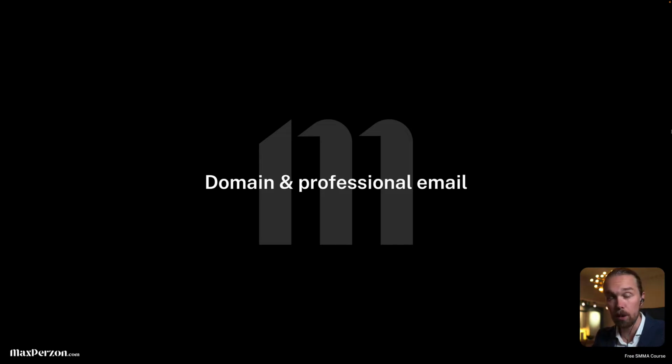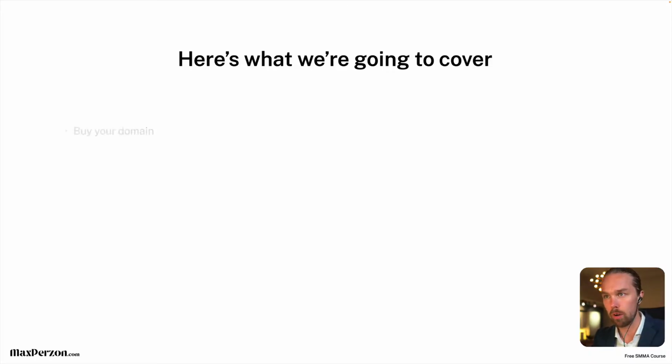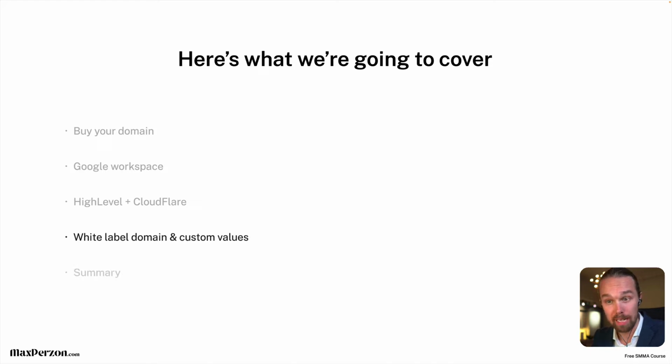Okay, so we're inside of my computer and here is what I'm going to cover today. First of all, we're going to buy your domain. We're going to fix your professional email with Google Workspace. Then we're going to connect the domain to High Level using something called Cloudflare. And then we're going to white label your domain and also fix the custom values. And then we're going to do a summary of the video.